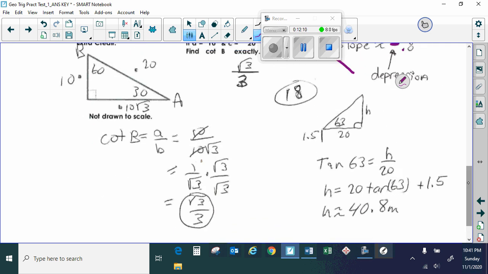18 had to do with that tree, where your eyes are 1.5 meters above the ground. You're trying to find the height of the whole tree. It goes down to the ground. So it's 1.5 there to where the height of your eyes is. Your angle of elevation, it had to tell you, was 63 degrees. And you were 20 feet away from the base of the tree. And it wants you to find the total height of the tree, which is h plus the 1.5. So we have tangent, because it's h and 20, which is opposite over adjacent. Tangent of 63 equals h over 20. Cross multiply, and h equals 20 tangent 63 plus that 1.5. Put all that in my calculator, and I get 40.8 meters.